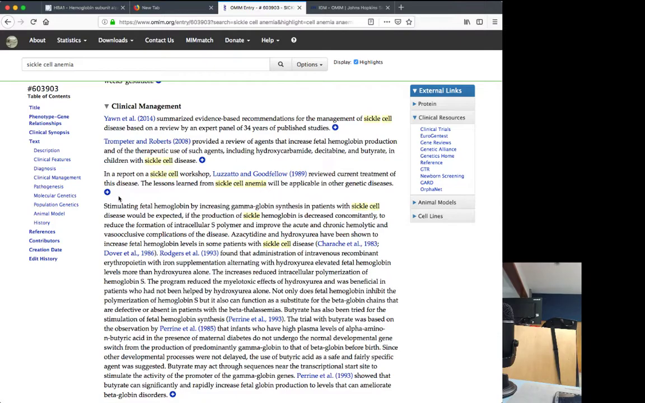Well, there's agents, I didn't know, that increase fetal hemoglobin production. Hydroxycarbamide, decitabine, and butyrate. So for children with the disease, stimulating fetal hemoglobin by increasing gamma globin synthesis in patients with sickle cell anemia would be expected. Azacitidine and hydroxyurea. Okay, so there's treatment.